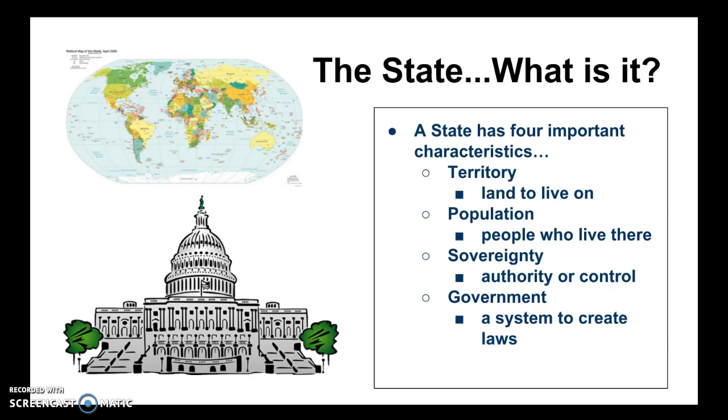Is the USA a state? Why or why not? Is Virginia a state? Why or why not? Give another example of a state and explain why this is the case. Are you a state? Why or why not? As you're answering those questions, remember that a state has to have all four of those characteristics. A state has to have territory, population, sovereignty, and government. And if you're having any trouble coming up with answers for those, just jot down your thoughts or your questions. This will be certainly something that we cover in class together.